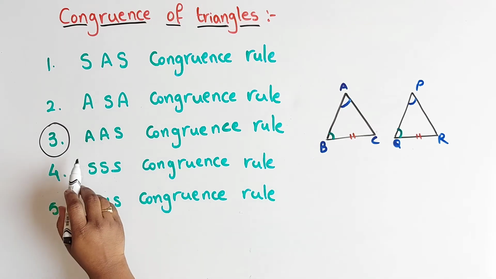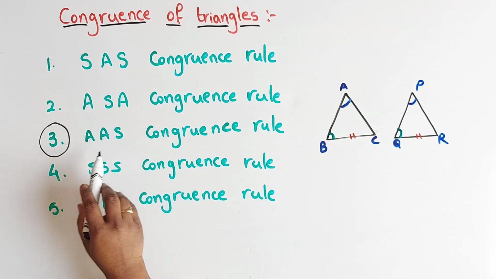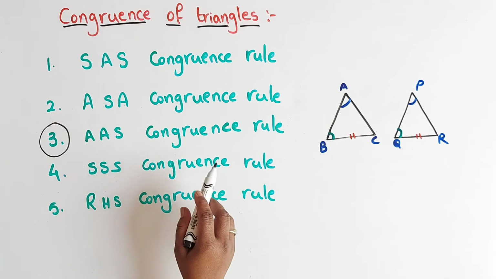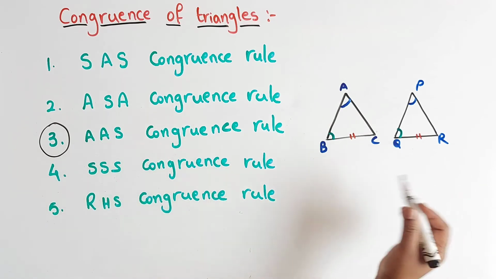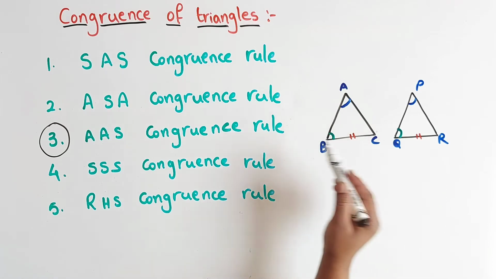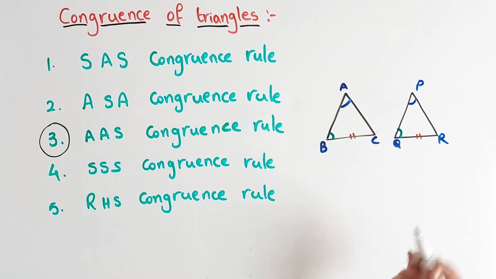Now see here, third rule, AAS congruence rule. AA means angle, angle and S means side. Right, children? What is AAS congruence rule? If two triangles are congruent, if any two pairs of angles and one pair of corresponding sides are equal, we may call it as AAS congruence rule.